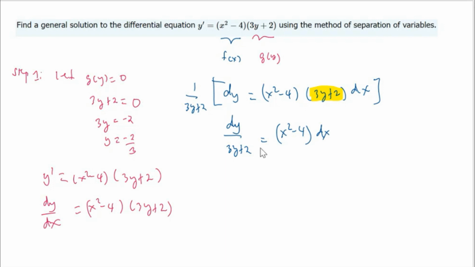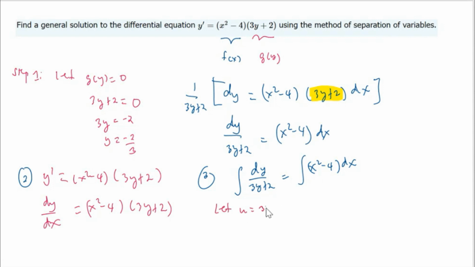Now, after we have separated the variables, that's the time we're going to integrate. So I will write here, this is our step number 2. And then step number 3 is to integrate. So integrating both sides, we have the integral of dy over 3y plus 2 is equal to the integral of x squared minus 4 of dx. Now to solve the left hand side, we are going to let u equals 3y plus 2 and du is equal to 3dy.